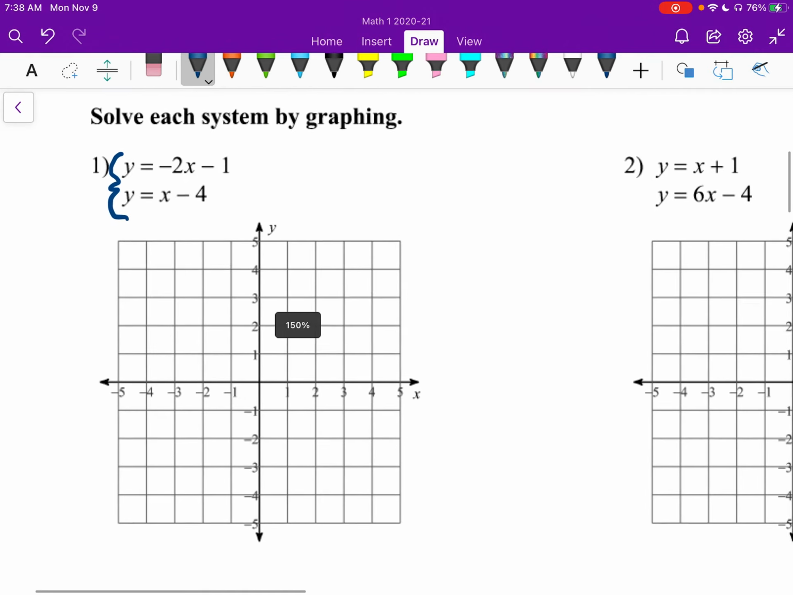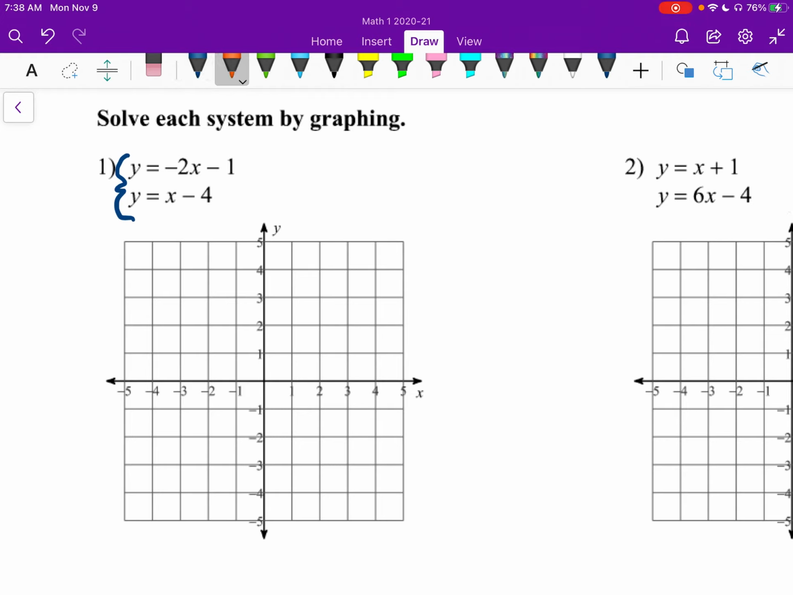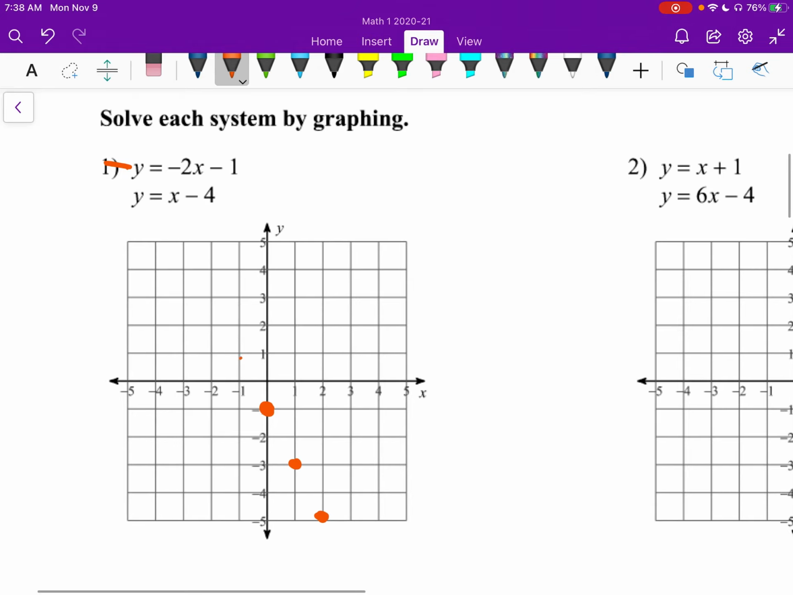So number one, the way we're going to start off doing this is we're just going to graph them. So y equals negative 2x minus 1. Our y-intercept is at negative 1. Our slope is negative 2, so I'm going to go down 2 over 1, down 2 over 1. And whenever I solve by graphing, I normally try to put as many points on the graph as I can, hoping that it'll cross at one of these nice points. So there's all my points. Now I'll draw my line in.